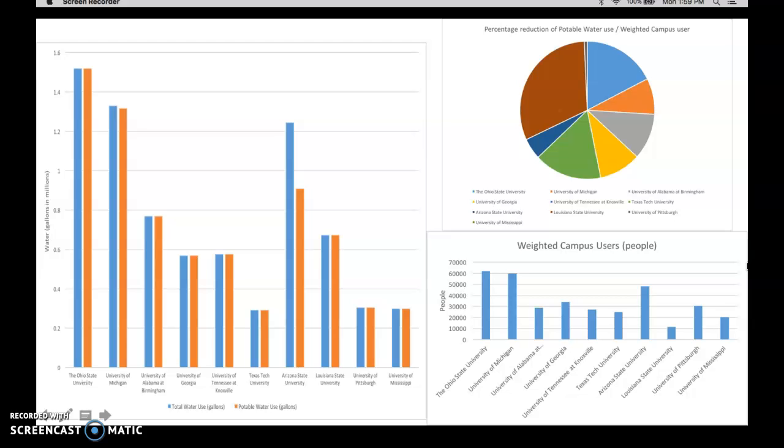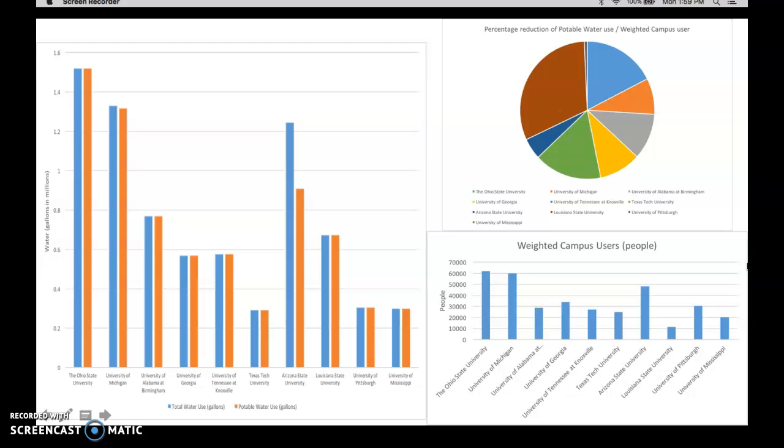Population of these different campuses is crucial in calculating risk. As you can see, Louisiana State University has a very small population, and you can see that they actually use more water than University of Pittsburgh, which has nearly double the amount of campus users. So it's very interesting to look into, especially water quality, water quantity issues.